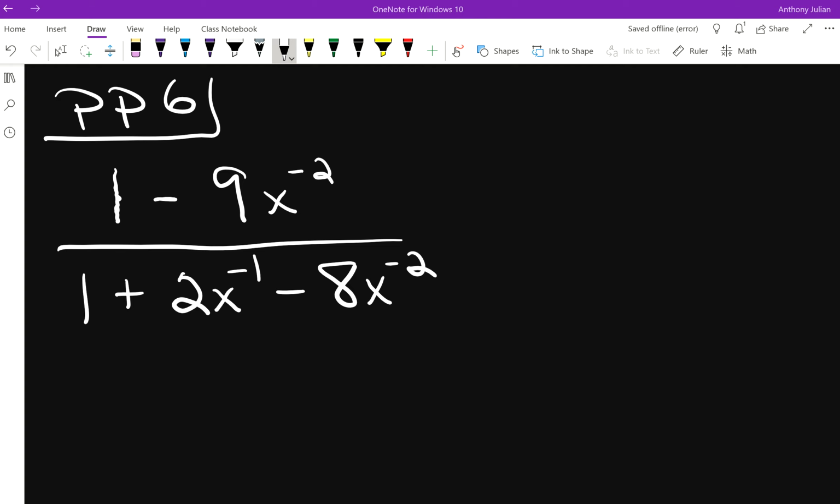Okay, here we are. Now they've introduced something else here, or brought it back, which is the negative exponent. Take a look at that. We have negative exponents to deal with now. All right, so my approach here is I want to get rid of those negative exponents and turn them positive.